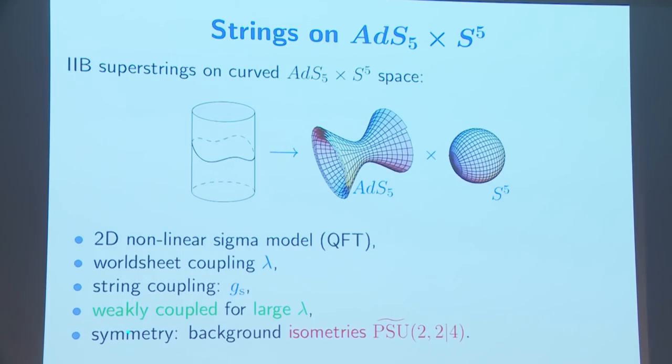This model has a certain amount of symmetry, and these symmetries come from the isometries of this target space, which is actually a supergroup consisting of a conformal group and SU4 combined in a suitable supersymmetric way.